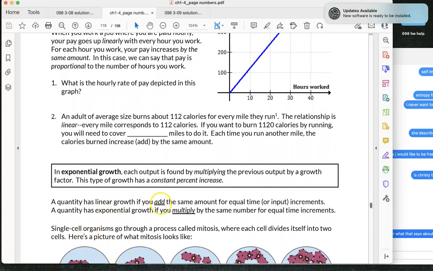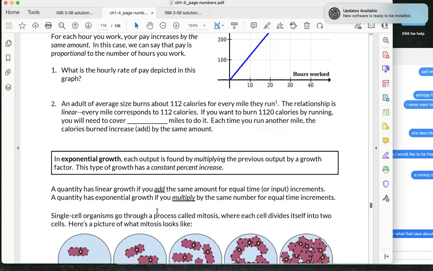Linear growth is when you add the same amount each time. Exponential growth is when you multiply by the same number for equal time increments. And I think this will make sense later. You may want to come back to this after you've seen some examples.